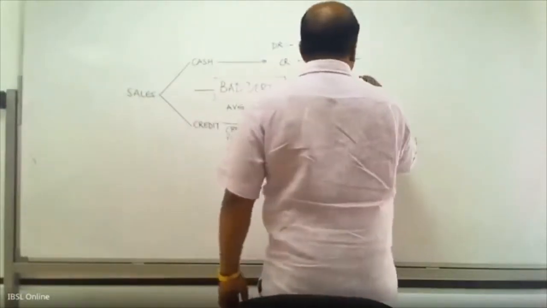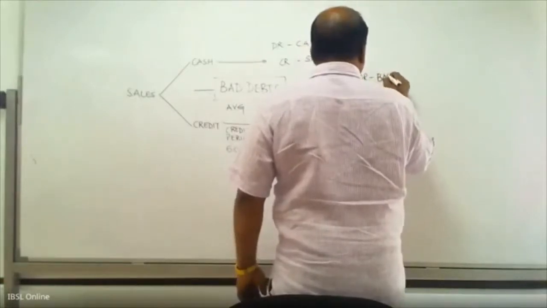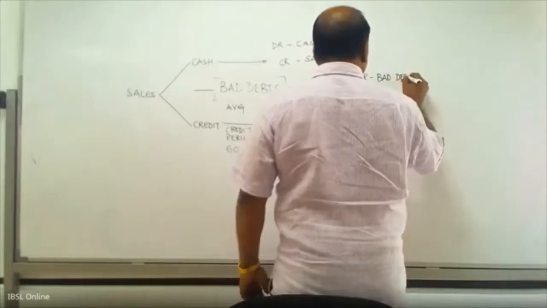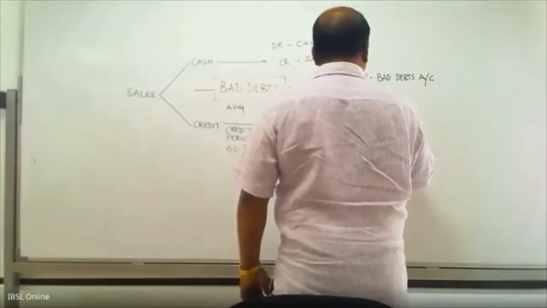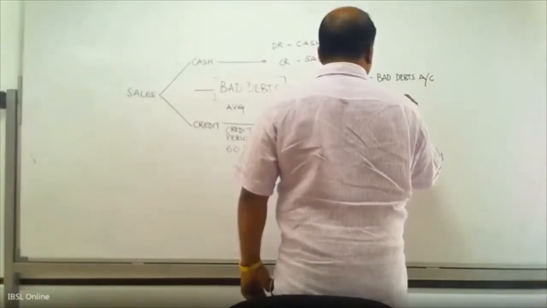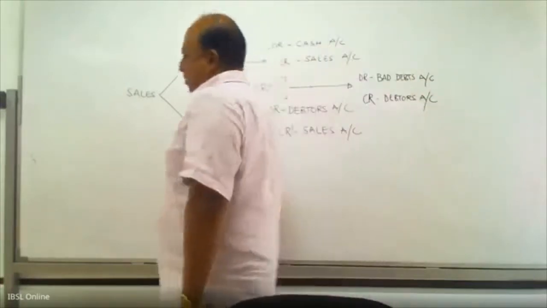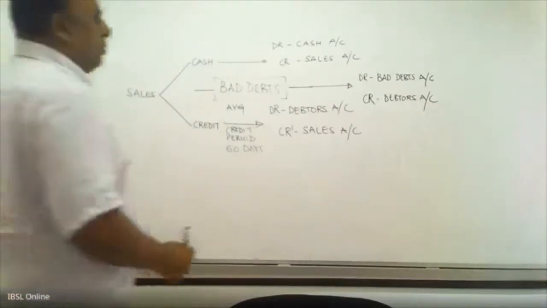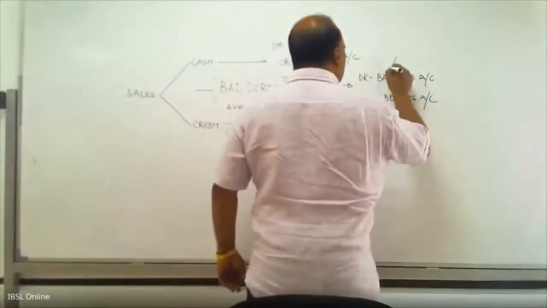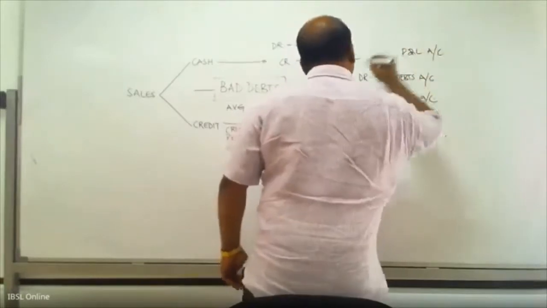If that is the case, we will debit the bad debts account and credit the debtors account. You will debit the bad debts account and credit the debtors account. And be mindful, this is a P&L account.